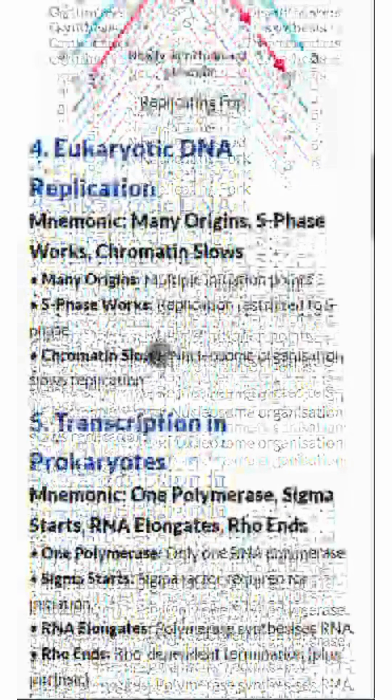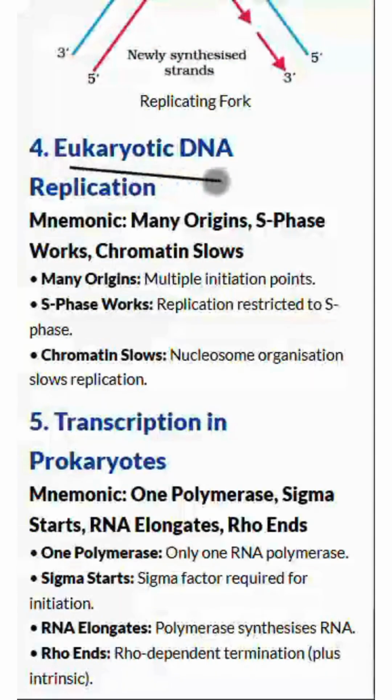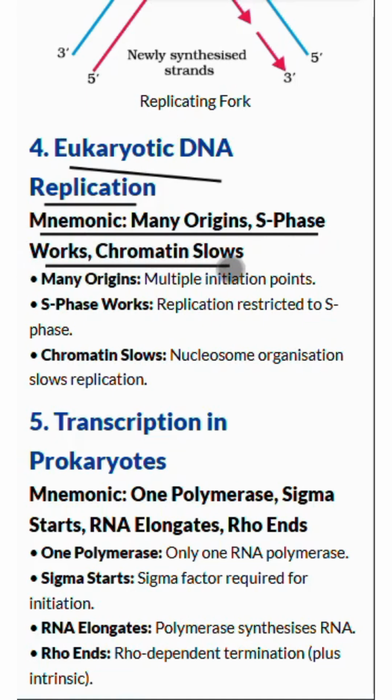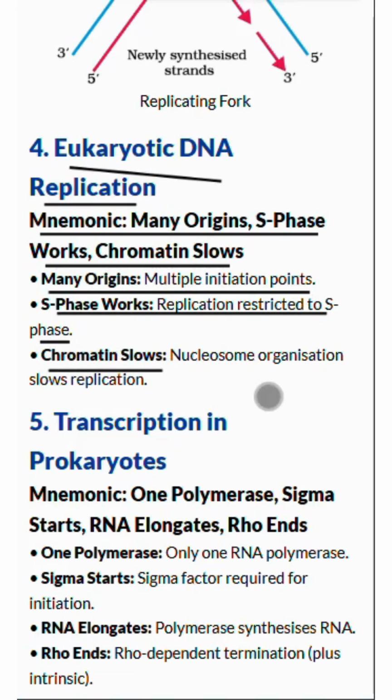In contrast, when we look at eukaryotic DNA replication, remember, many origins, S phase works, chromatin slows. This highlights that there are multiple initiation points, the process is restricted to the S phase of the cell cycle, and the nucleosome organization of chromatin slows down the replication.